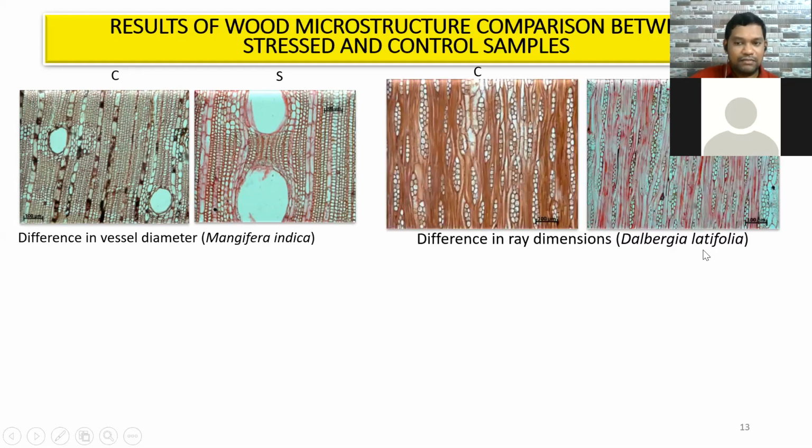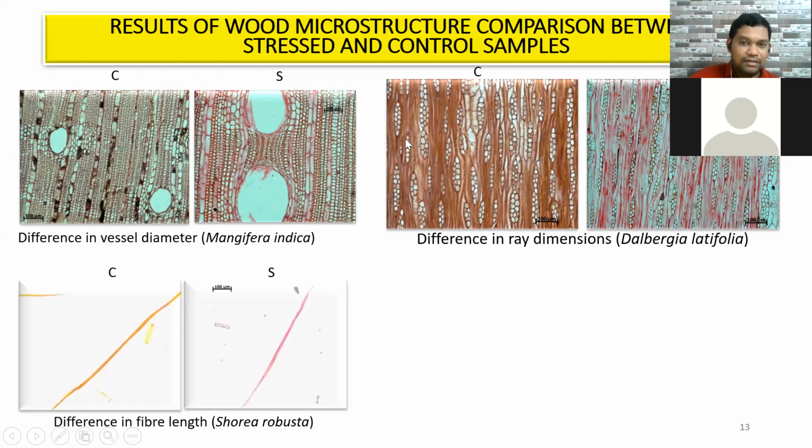Like in the case of Dalbergia latifolia, in the TLS, we can see the difference in the ray dimension. And then you can see in the macerated slide of Shorea robusta, which is one of the very good timber species, and fibers play a very important role in providing strength to the wood. So the fiber length showed a significant variation in the case of Shorea robusta.